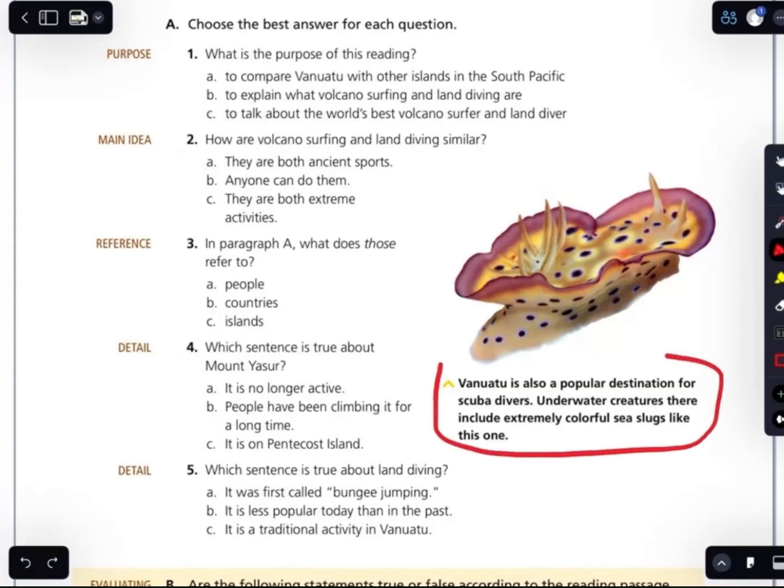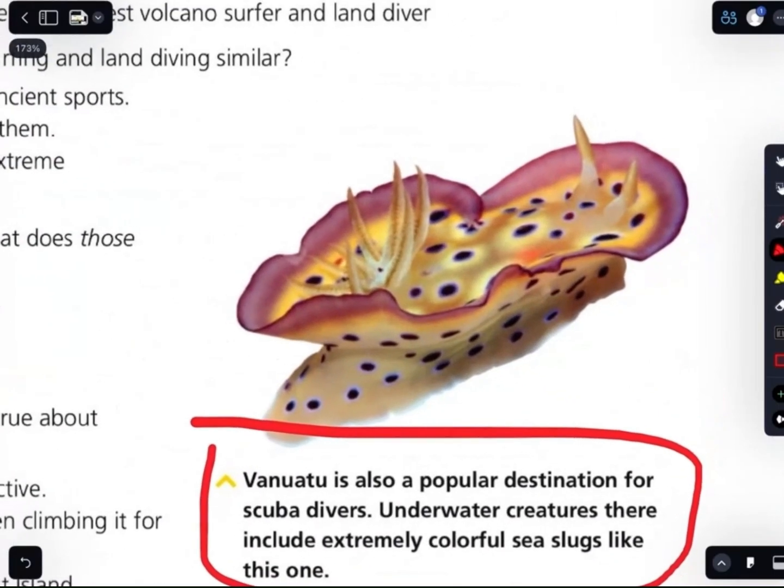And I'm going to read this. Vanuatu is also a popular destination for scuba divers. Underwater creatures there include extremely colorful sea slugs, like this one. That's very pretty.